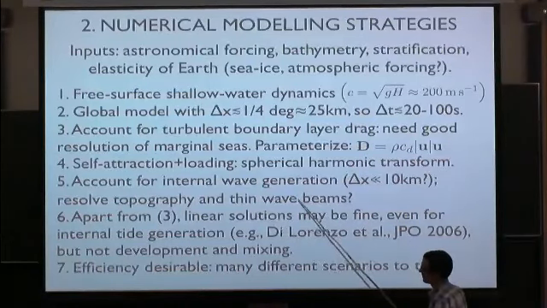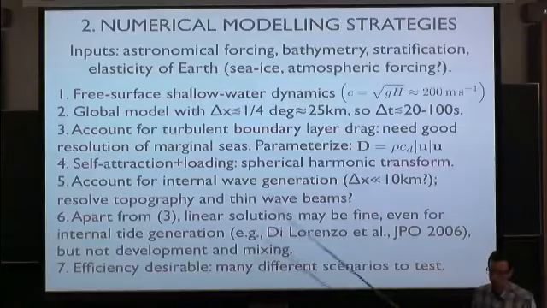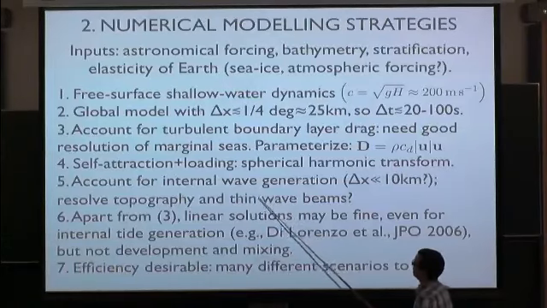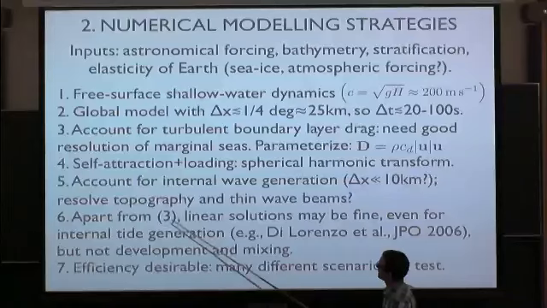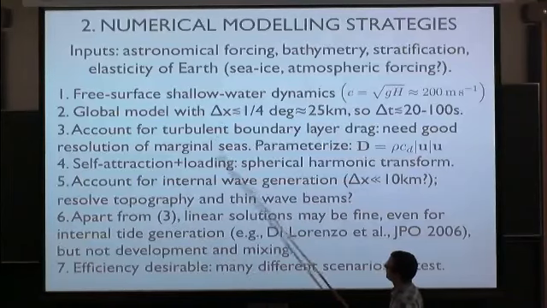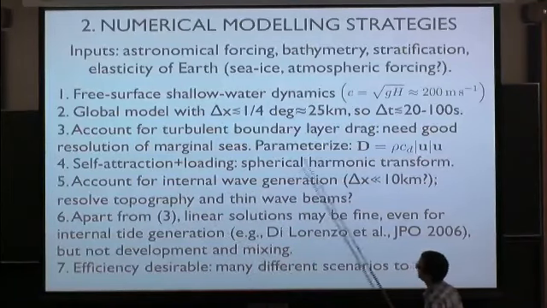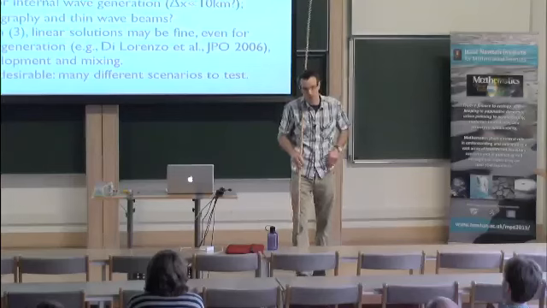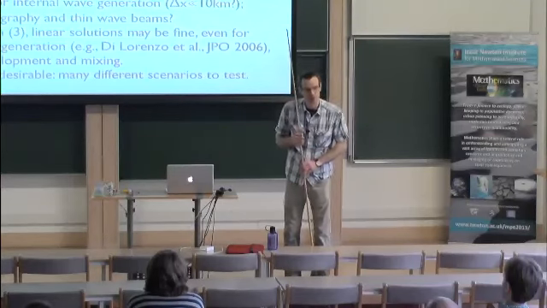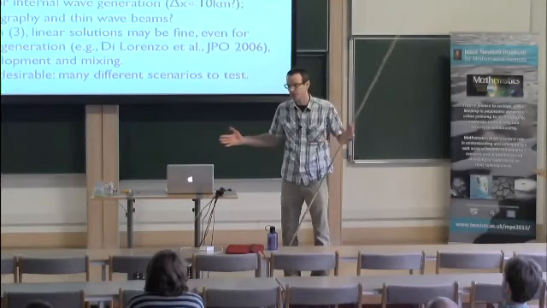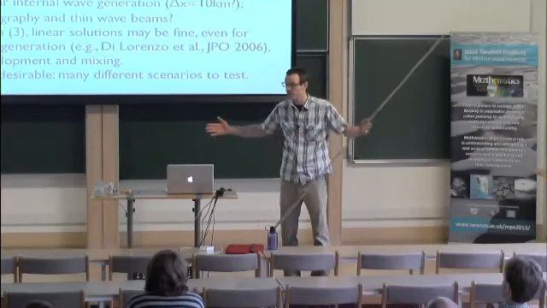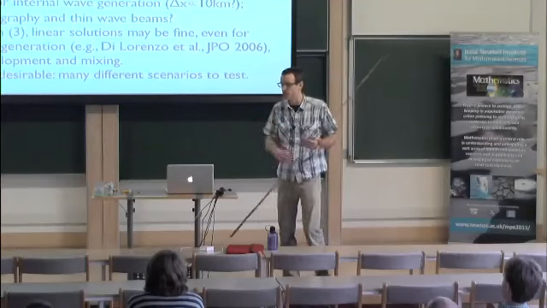You might also want to get those internal wave beams in, maybe. So that's really the wish list. Apart from this guy, you can get away surprisingly well with just looking at linear solutions. Okay? So in the open ocean, the tide is clearly linear, the surface tide. It's very long wavelength, very small amplitude.